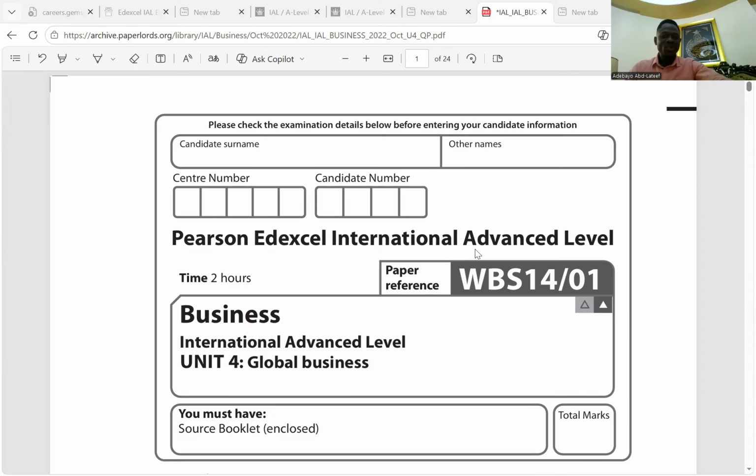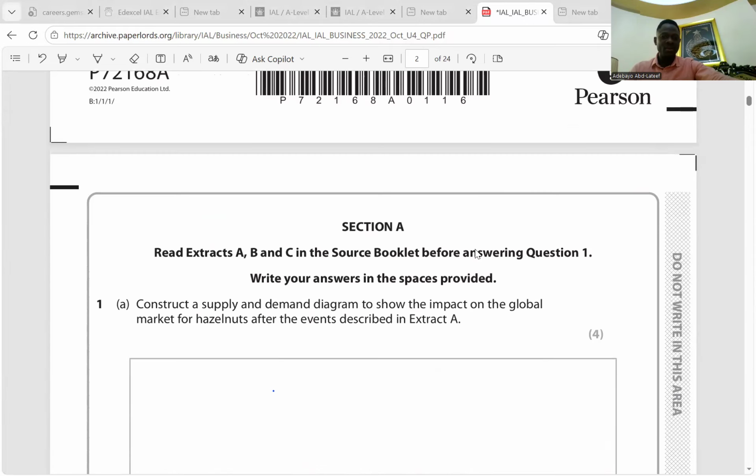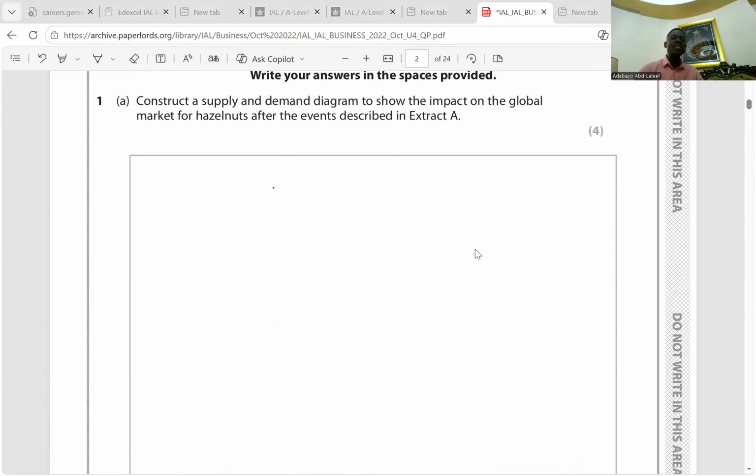So we start with question one, Business A level. The first question says, construct a supply and demand diagram to show the impact on the global market for hazelnuts after the event described in Extract A. The event is about an external shock. There was drought, there was insect damage. These are external shocks, and whenever there's an external shock, it affects businesses, and that will shift the supply curve leftward. So we're going to have a leftward shift in the supply curve from S to S1.